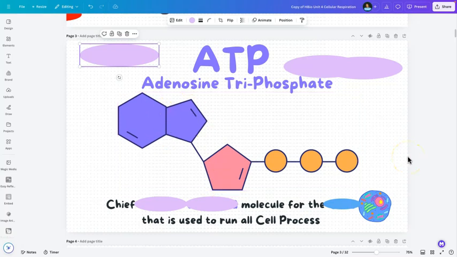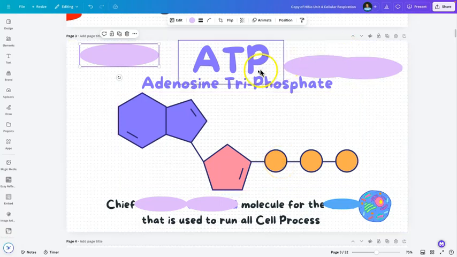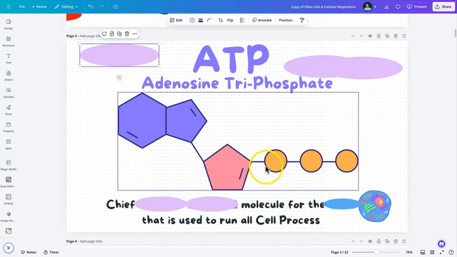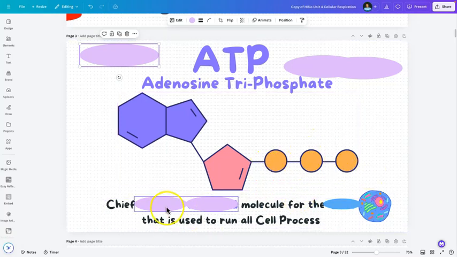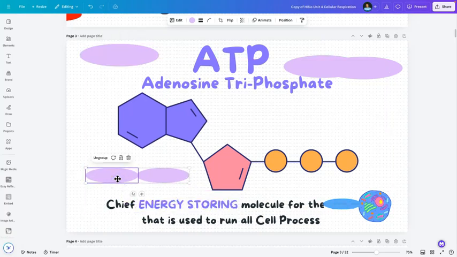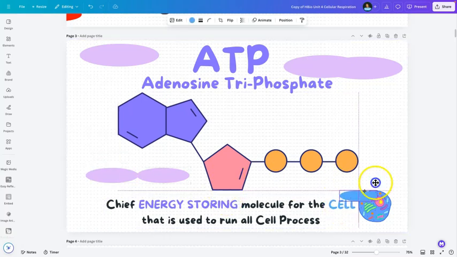But all you have to know about this molecule is that it looks like this. You have to know there's a structure here, there's a house-like structure in the middle, and then you've got your three, which is easy because it's triphosphate. So what are my orange circles? Phosphate, okay? Now, what is the function of ATP? You know this. Energy. It is the chief energy storing molecule that will help every process for the cell.